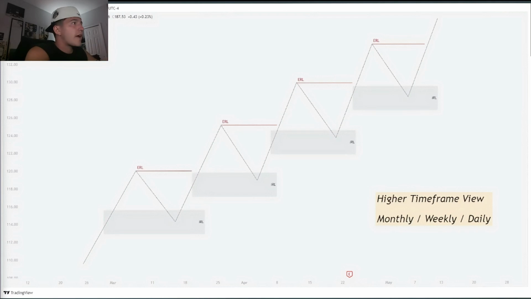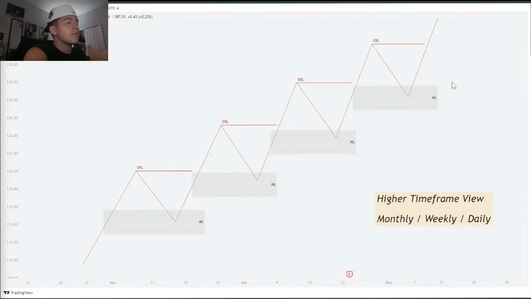So when we're looking at our higher time frame view, which is the monthly, the weekly, or the daily, this is what we see. We're seeing price create a swing and then retrace into an internal range liquidity pool and then take out an external range high. Then we do the same thing and repeat the same process. Price then retraces into an internal range liquidity pool after taking out the external range high and then seeks the external range high again. That is just how the market books price. This is just bullish order flow.